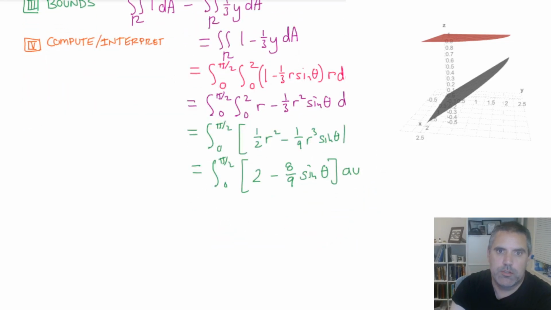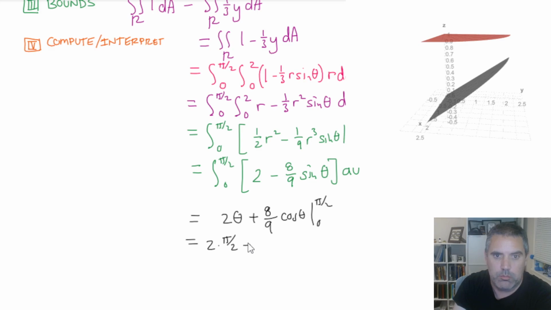So then we finish. We do this last integral. So it's going to be 2 theta, plus, because the antiderivative of sine is negative cosine. So I guess that's kind of nice. 0 to pi over 2. Got to be a little careful when you plug these numbers in. Pi over 2 plus 0. That's what you get when you plug in the pi over 2. Minus 0 plus 8/9. I think that's what I said the answer was.